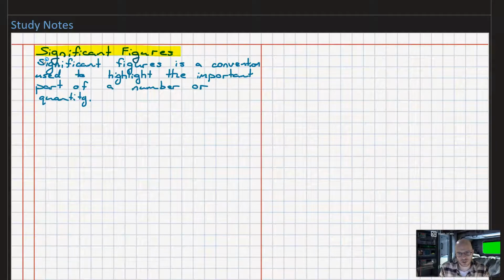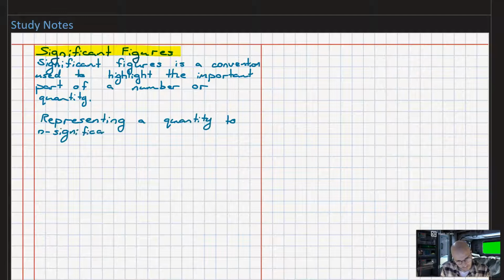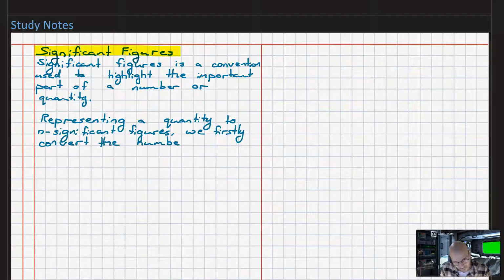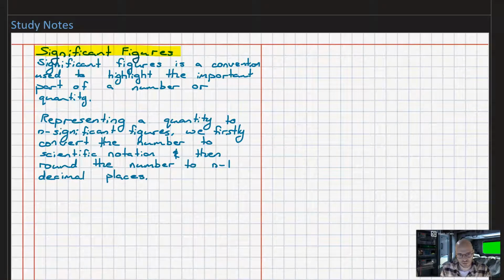The way in which we can write a number using the significant figures convention is we can convert the quantity over to scientific notation, and then we round the number to n-1 places, n being the amount of significant figures you want to go backwards to. Okay, with this out of the way, let's have a look at doing two examples.